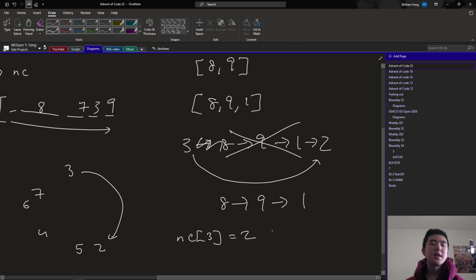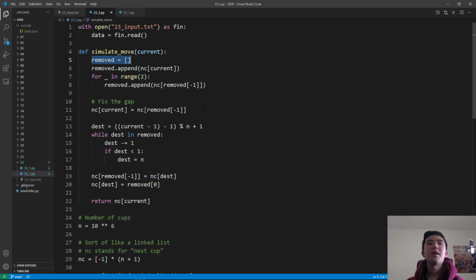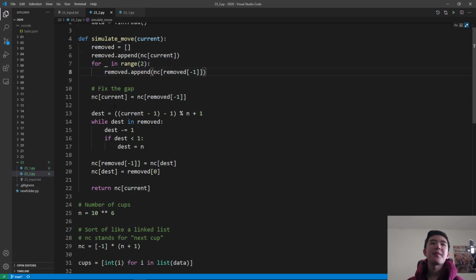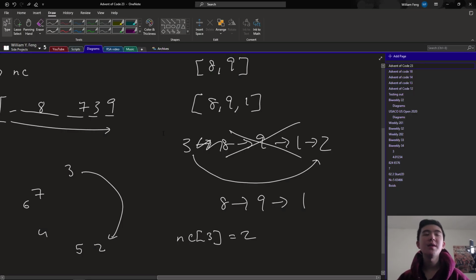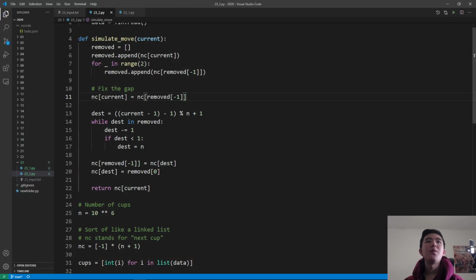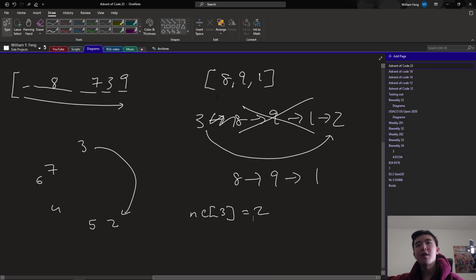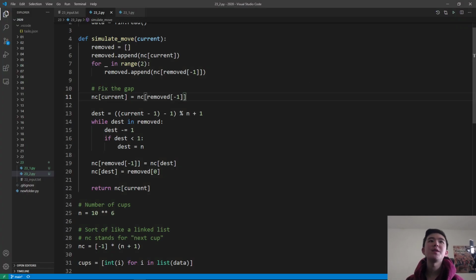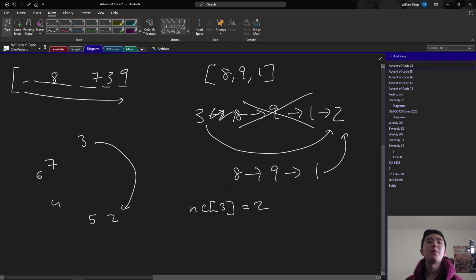So that's what we do over here. We have a remove list. We just get the next element to the current, and then do that twice more. And then after that, we look at the current, which is 3 in this example. We go to the next element next to the last element in our remove list. So in that case, that's 1. We know that 1 goes to 2. So instead of 1 going to 2, we say 3 goes to 2. So the next element of our current should be actually the next element of our remove list.